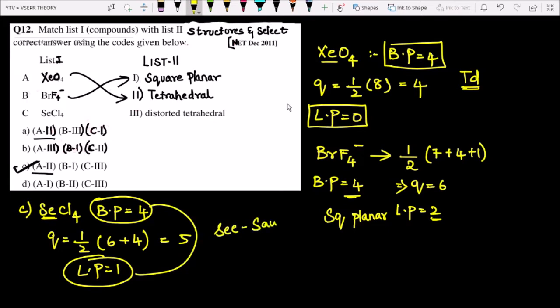There is another term for seesaw. We call it distorted tetrahedron. We can call it either seesaw or distorted tetrahedron. Both are the same. So SeCl4 is distorted tetrahedron. So the answer is option C. Let's move to the next question.